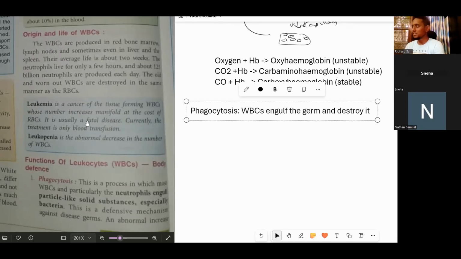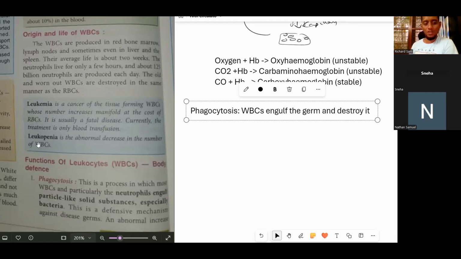They take up all the space. Then there's no space for RBC. RBCs also have to be there, no, to carry oxygen. So that's the problem. If there's too many WBCs, then there's no place for RBCs. So that is a cancer called leukemia. The only treatment is remove old blood, put new blood. Blood transfusion has to be done.